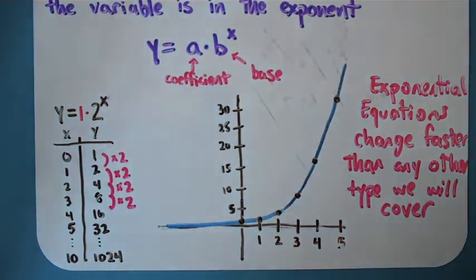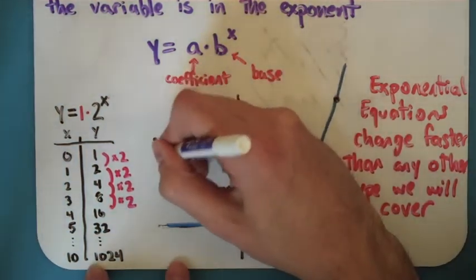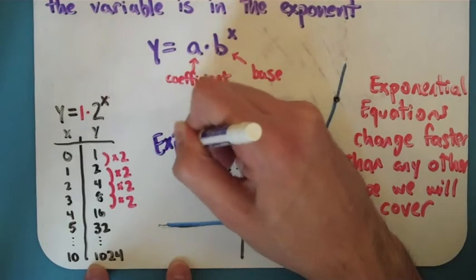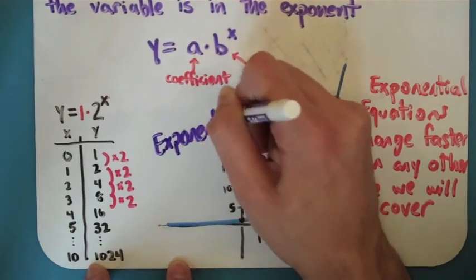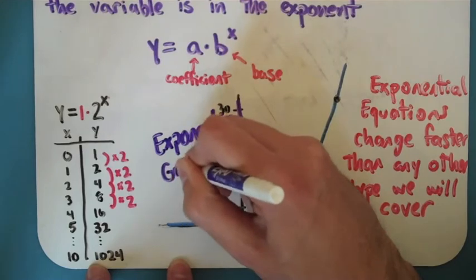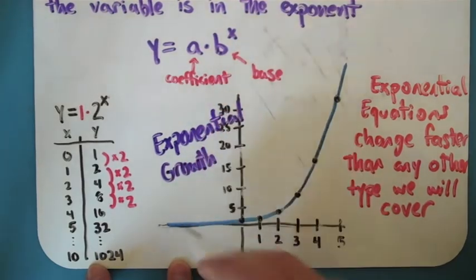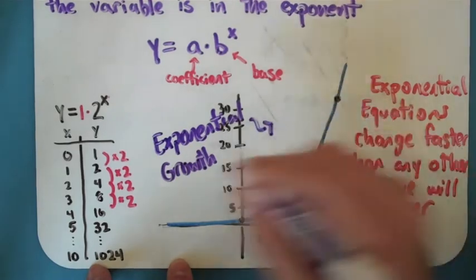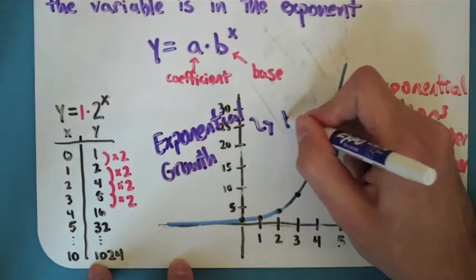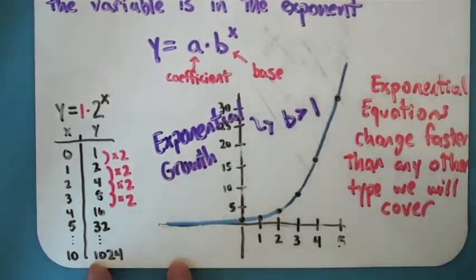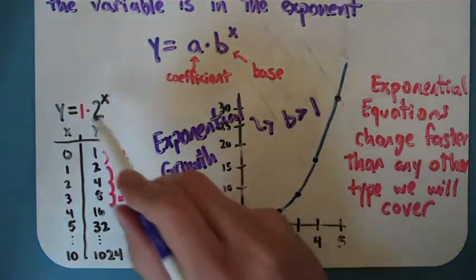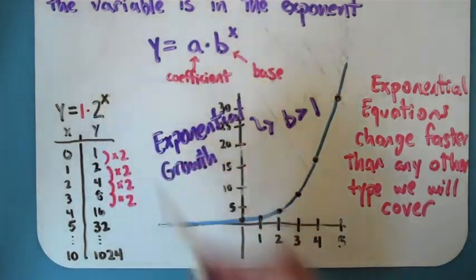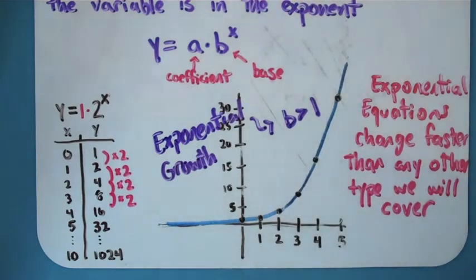One more thing on this slide. This is an example of exponential growth, because our graph is growing as we go from left to right here. It's going upwards. It's exponential growth because b, the number you're raising to the power, is greater than 1. So b is bigger than 1. If you have a number that's bigger than 1 right here, your answer is going to get bigger. It's growing as we go.